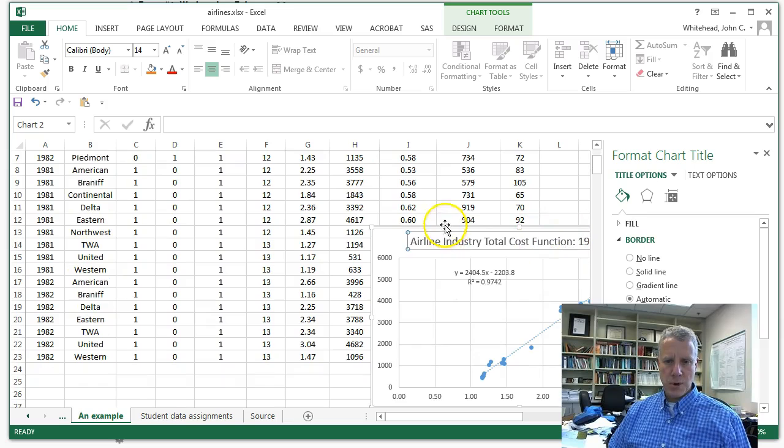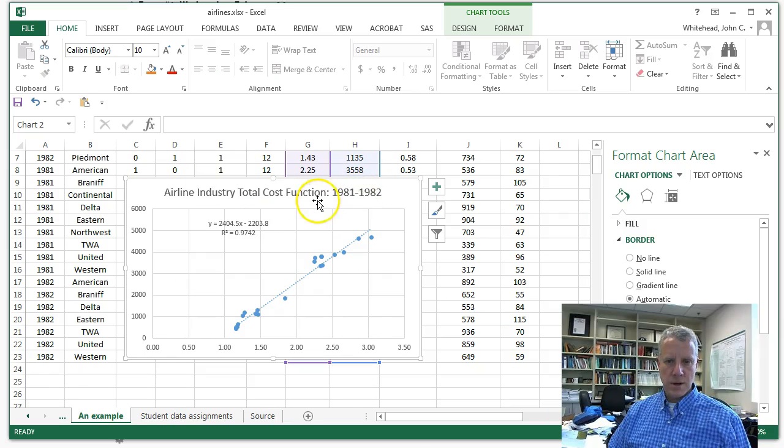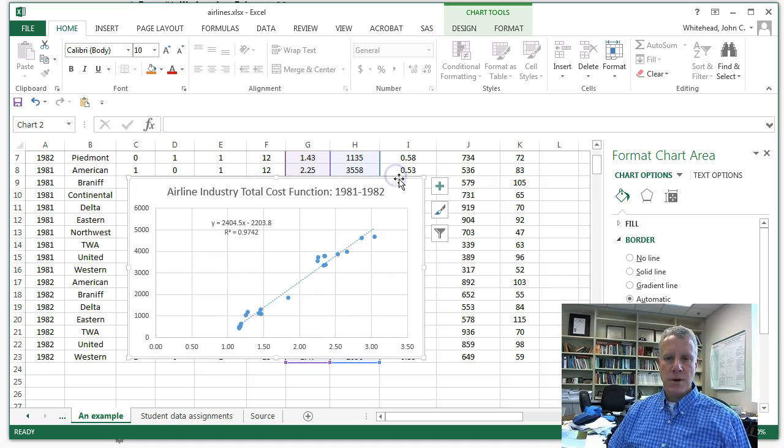Okay, so here is the picture that I put on the Word document. And there I've got the linear cost curve for the correct number of years. Yeah, I think the picture that I have in the assignment might be for all the years of the data, but it doesn't matter.